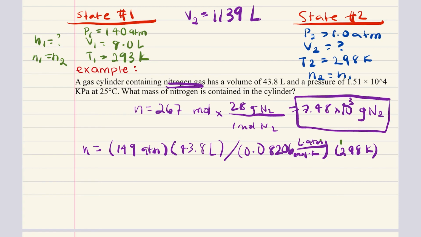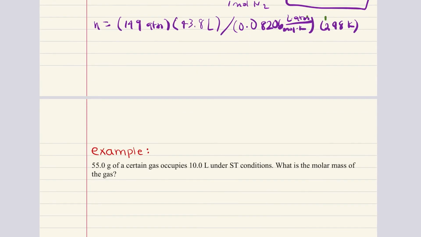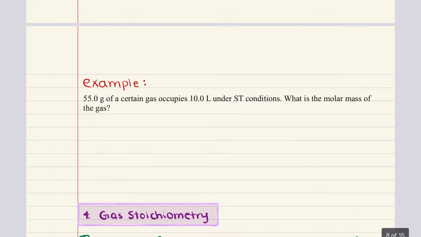We solved the problem. All right, now this next problem says 55 grams of a certain gas occupies 10 liters under STP conditions. What is the molar mass of the gas? Now we're about to talk about STP, and this should stay STP.